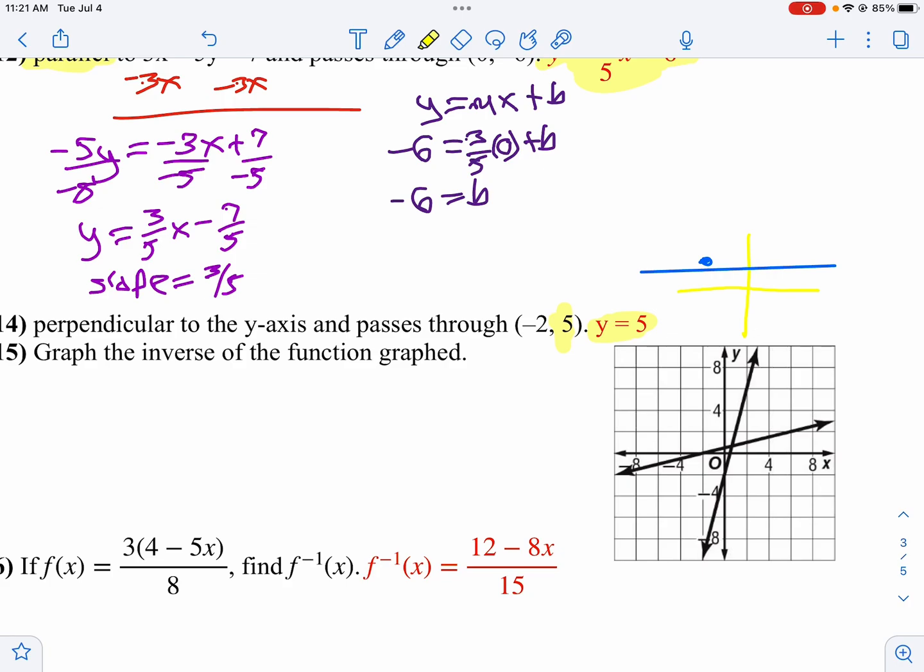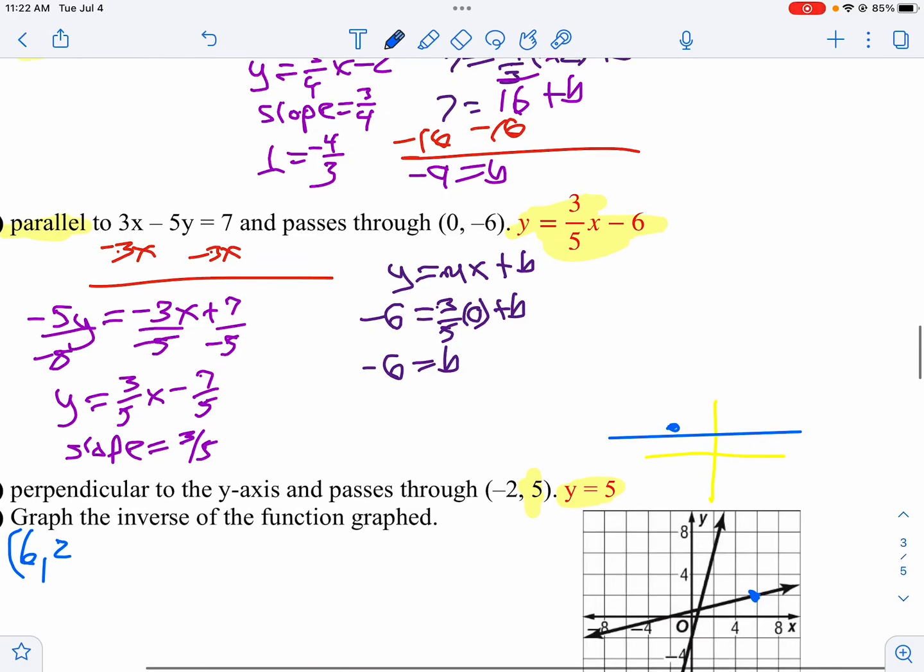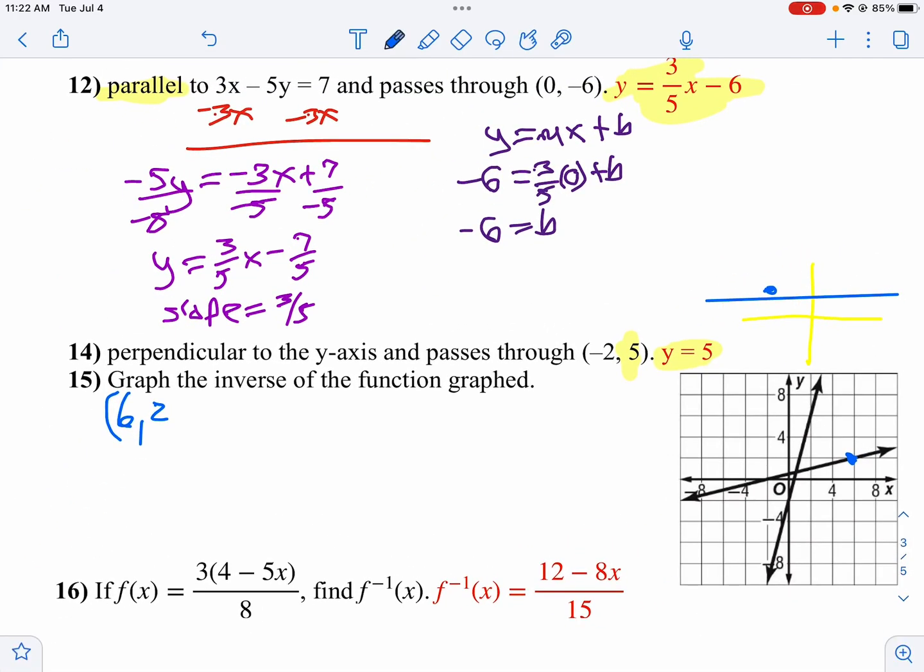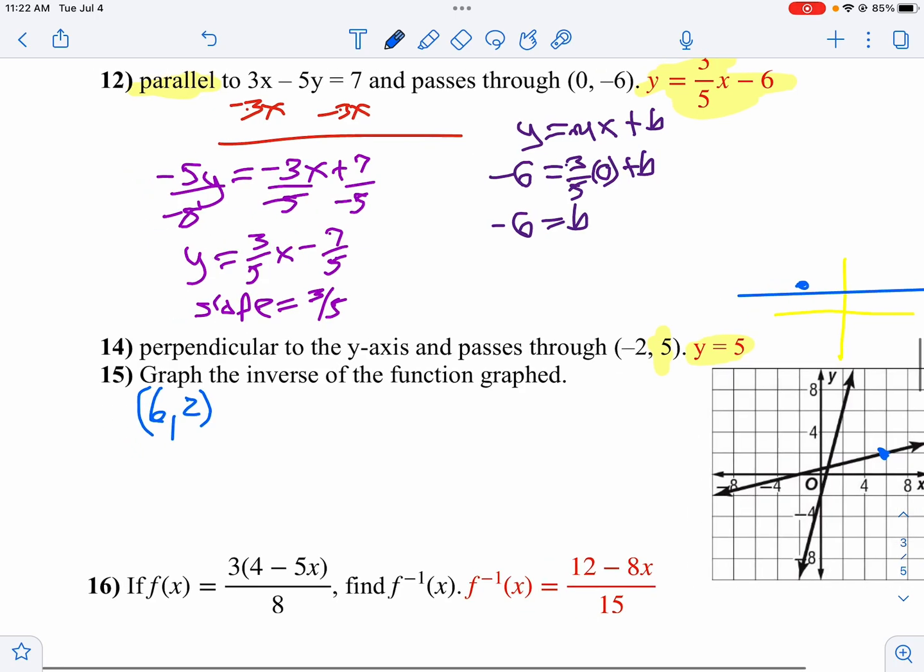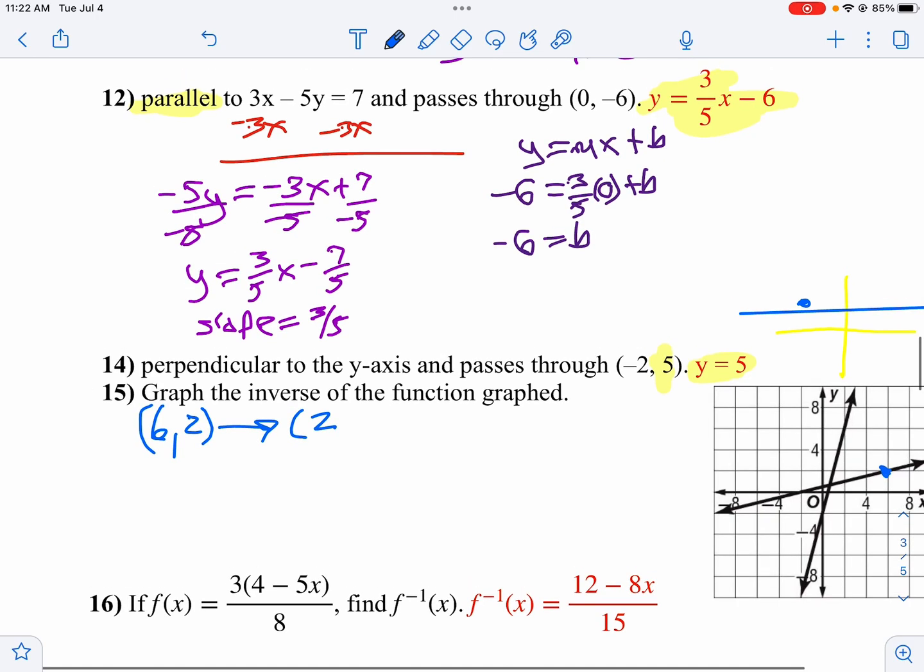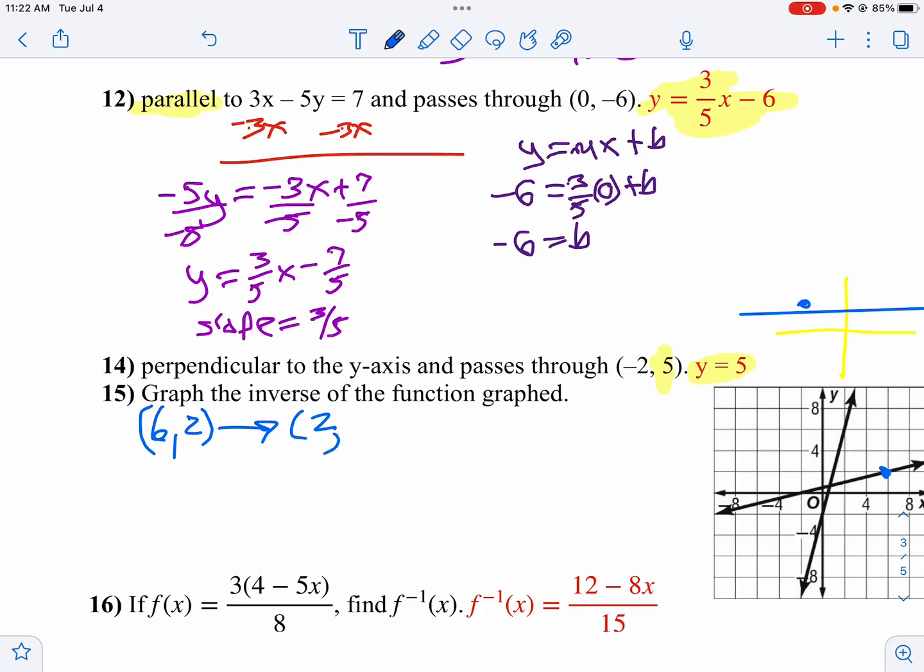On number 15, I'm going to graph the inverse of my function. So what I'm going to do is pick 2 points on my line. Let's pick this point right here. Notice we're counting by 2s, it is over 6 and up 2. Well, when I do the inverse, that becomes 2 and 6.